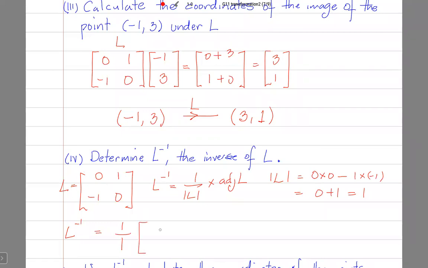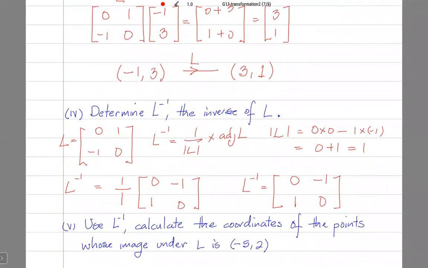You want to switch these around. So this is 0, 0. The other two stay where they are, but their signs change to minus 1, 1. And so L inverse is the matrix 0, minus 1, 1, 0. All right, that's L inverse. So if you needed to do that, it's simply just finding the matrix inverse, which is something that you know how to do. L inverse is equal to 1 over the determinant of L times adjoint L.